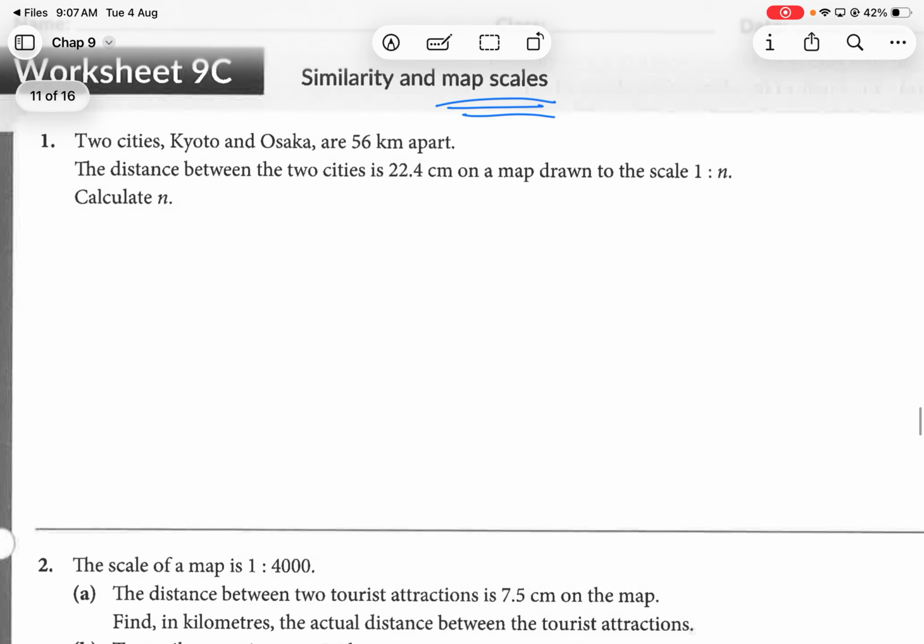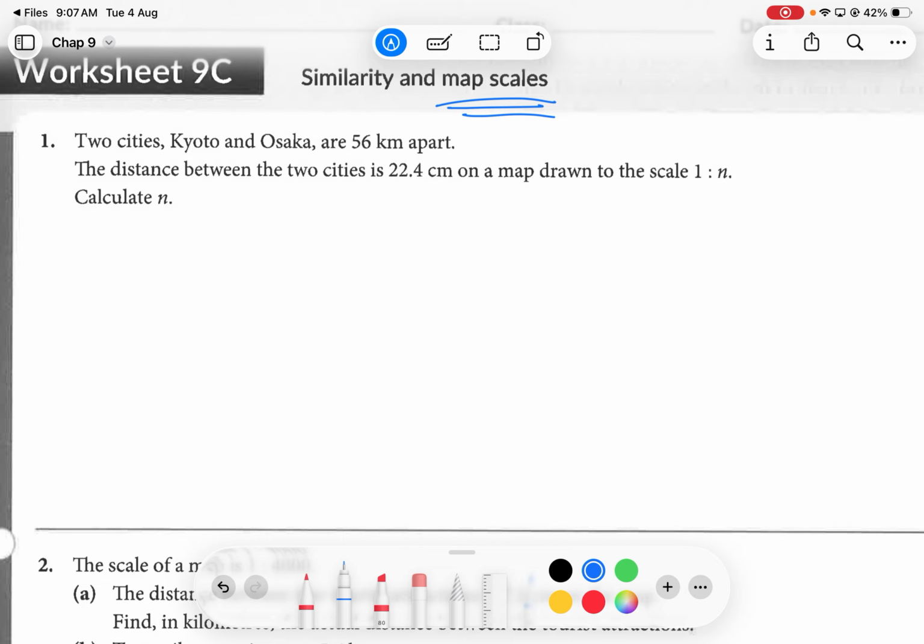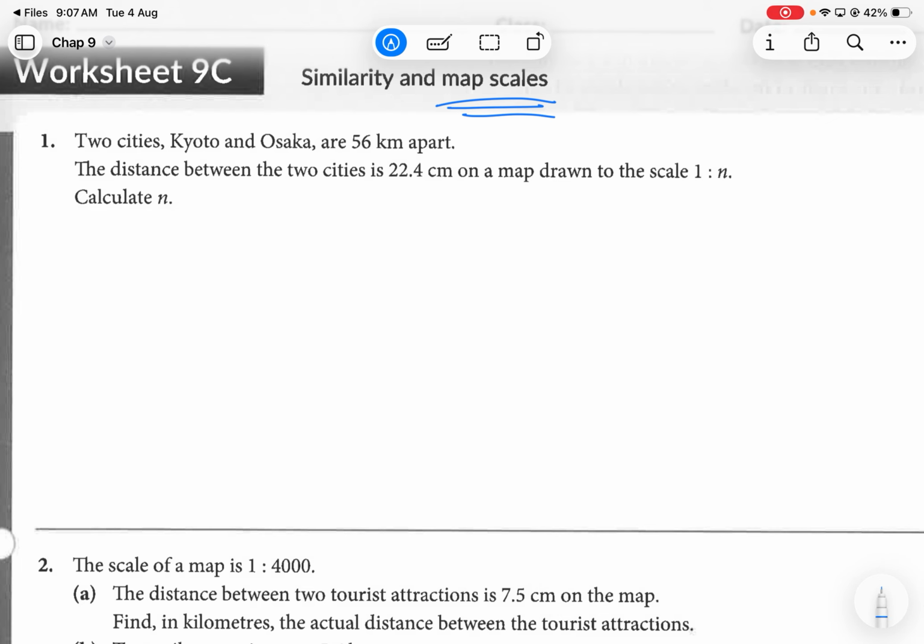Okay, so when we are looking at similarity and map scales, simply the map and the real world are similar figures. Now the two cities in Japan, Kyoto and Osaka, are 56 kilometers apart. In the real world, this distance is 56 kilometers. But on the map, this distance is 22.4.